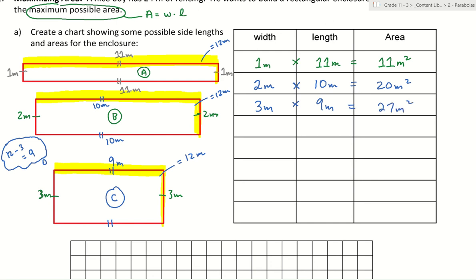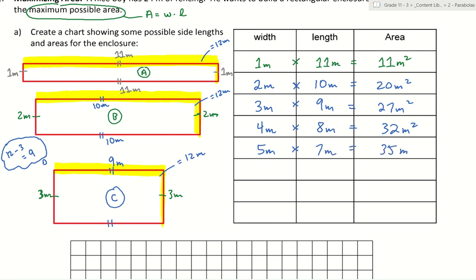All right, now that we've kind of got the pattern here, we don't have to keep drawing rectangles, so let's just go, well, if this is 4 meters, it has to be adding up to 12. So 12 minus 4 is 8. Area is 32. Even better. 5 meters. 12 minus 5 is 7.